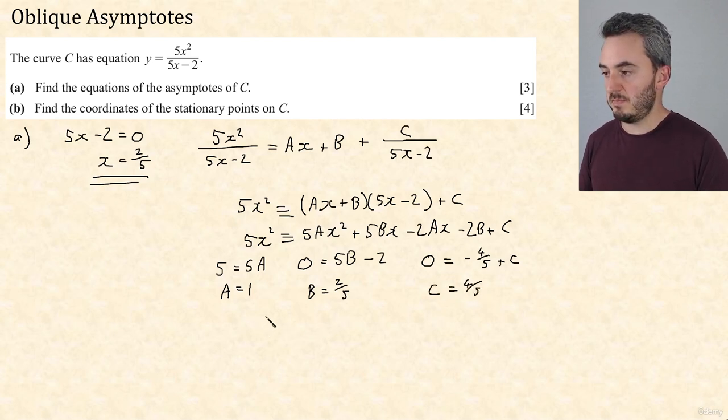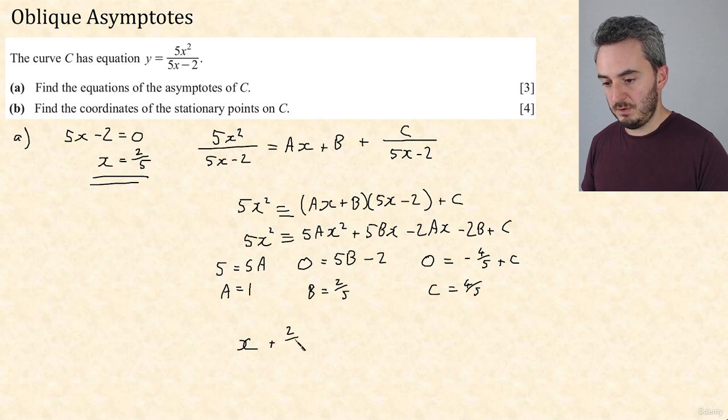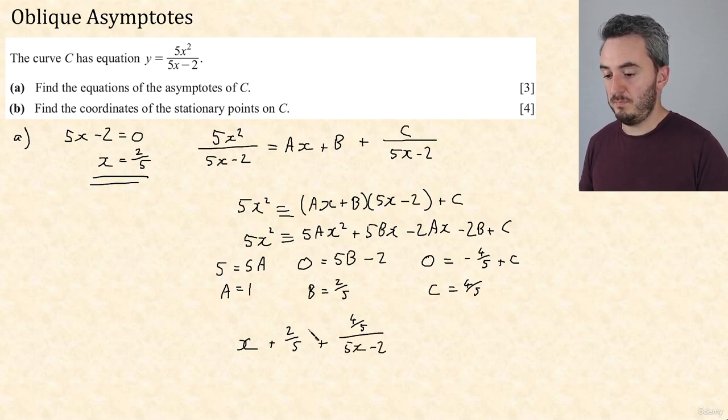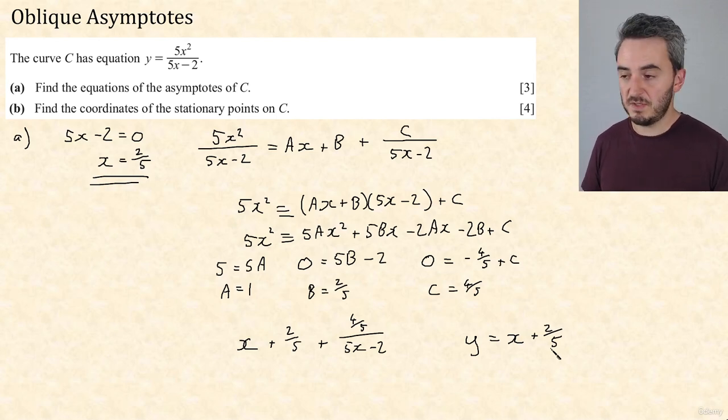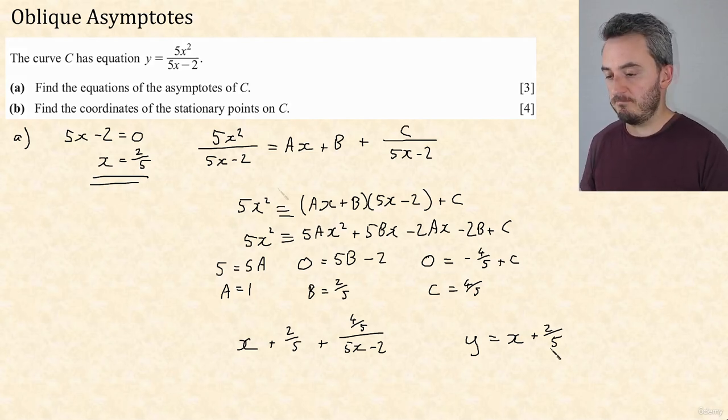So this tells me that my equation can be written as 1x plus 2/5 plus 4/5 over 5x minus 2. And therefore, the oblique asymptote is y equals x plus 2/5. That is what our equation is approaching as x tends towards infinity in the positive or the negative direction.